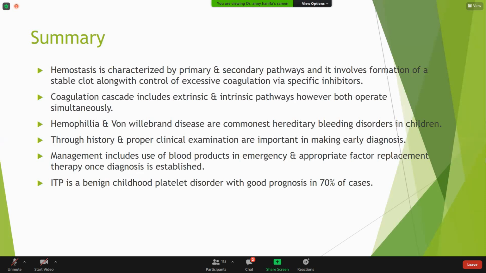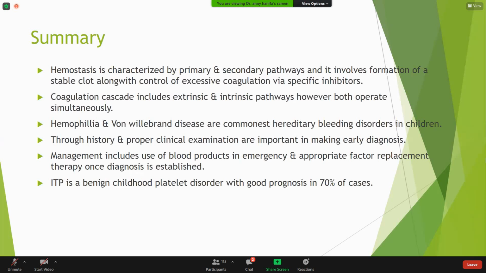Like this cryoprecipitate contains factor 1 or fibrinogen. It also contains von Willebrand factor. It also contains factor 8 as well as factor 13. So in these factor deficiencies, if factor replacement therapy is not available or we cannot use it because of financial reasons, because these factors are very expensive, cryoprecipitate can be used in its place. It is basically a concentrated form of these factors and it's a part of the plasma.